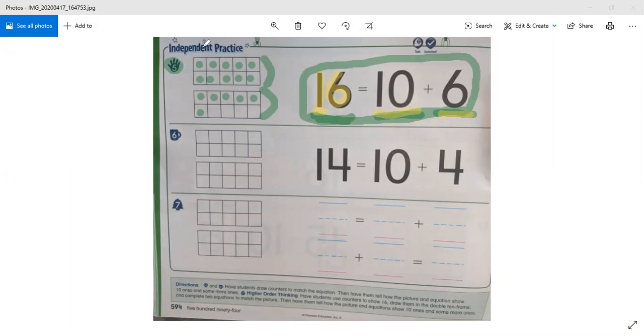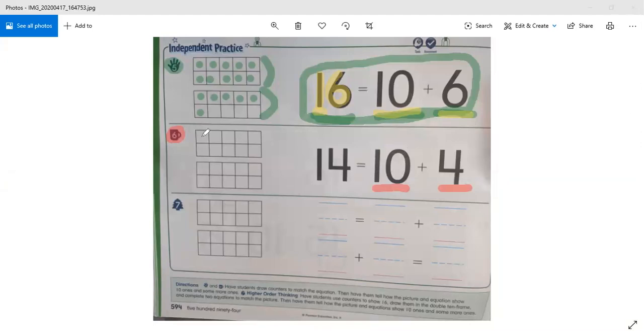All right, number 6, right here. All right, so we're doing the same thing. We're filling in our 10 frame. So let's see, what do we know? Our number is 14 altogether. So our sum, remember when we're adding, we're looking for a sum, which is our answer. So 14 is our sum. That's the number altogether. So we know our answer is 14. Now how do we create 14? We create it with a 10 and a 4, right? That's what the equation's telling us.